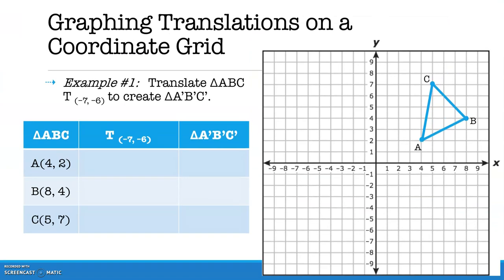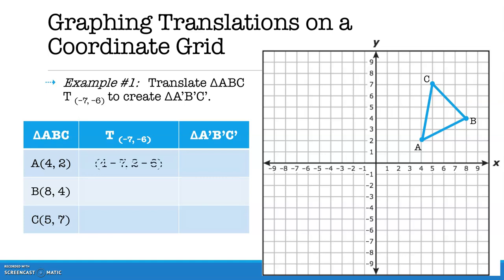So to graph a translation on a coordinate grid, you want to ask yourself, is your translation moving your image left, right, up, or down? For this specific example, it says to translate triangle ABC by (-7, -6) to create triangle A'B'C'. So the -7 represents moving my figure 7 units to the left, and the -6 represents moving my figure 6 units down. So what you can do is combine your units of translation with each coordinate point.